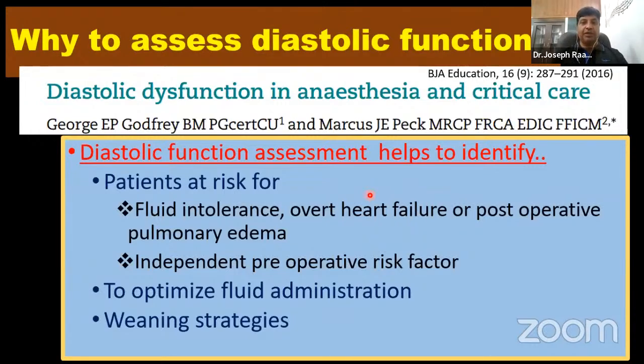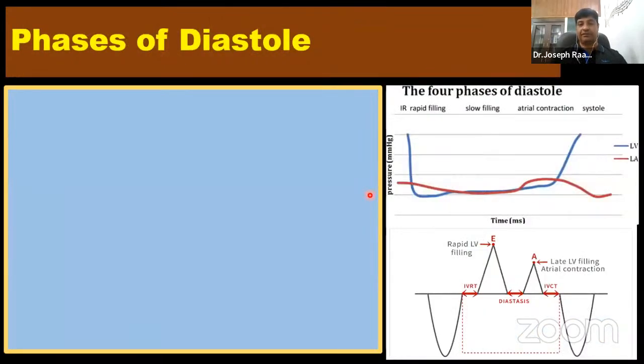Especially, you need to optimize their fluid administration. That is the perioperative side. It is also considered one of the risk factors for difficult-to-wean patients. In the ICU, studies have clearly shown that diastolic dysfunction is one of the criteria we have to consider when we come across a difficult-to-wean patient. So how are we going to assess the diastolic function? That's what I'm going to work on in the next 5 or 6 slides.